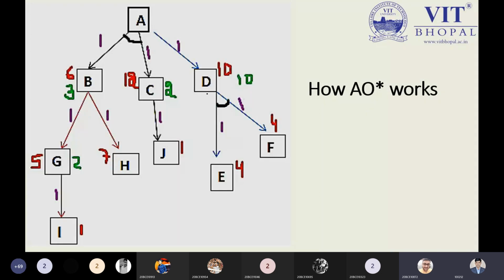So the new heuristic value will not be applicable over here, because D already has 10. If you're getting a new heuristic value by our path 4 plus 1 plus 4, so we can say that would be 9. We are getting the 9. So this would be replaced, so this would be updated. But here we are getting the same.